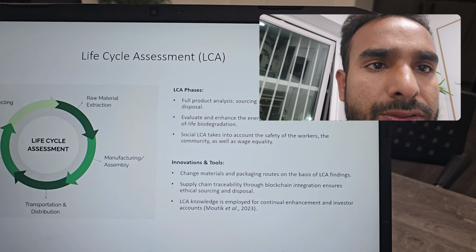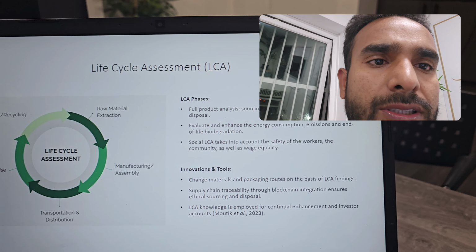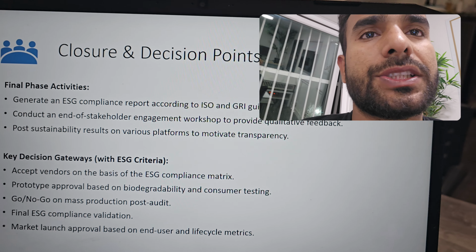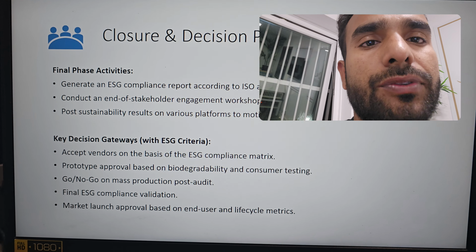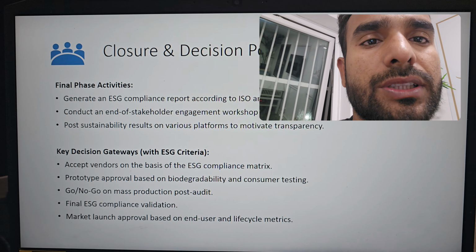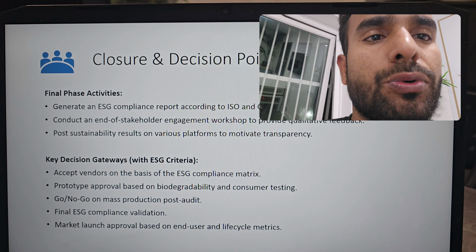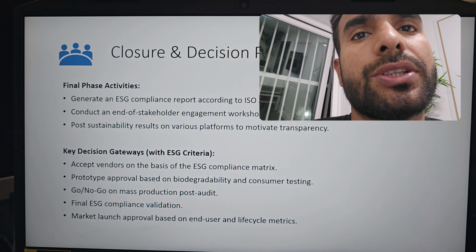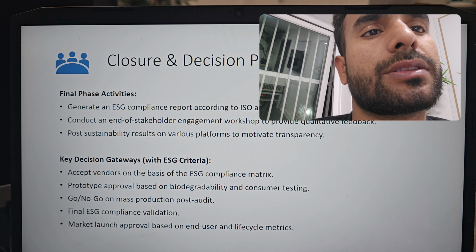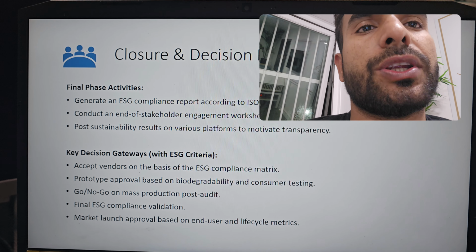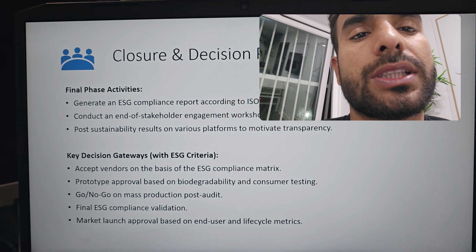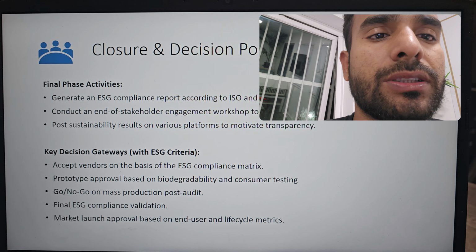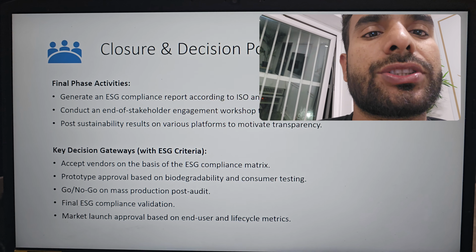There are some tools like LCA software, innovation tools like that. Then after, there are decision points, that are final phases and key decision gateways. Some generate an ESG compliance report according to ISO and GRI guidance, to post sustainability results on various platforms to motivate transparency. And some key decision gateway, that is to accept vendors on the basis of the ESG compliance matrix. There are lots of key points.